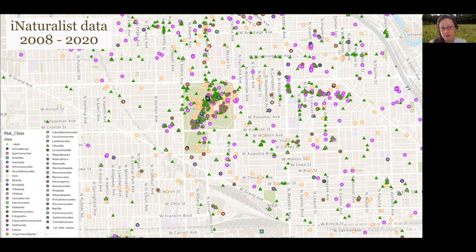So the aim of our project for the Chicago Biodiversity Assessment is to try to understand how these patterns are distributed across the landscape, and then to try and understand why these patterns are the way they are.